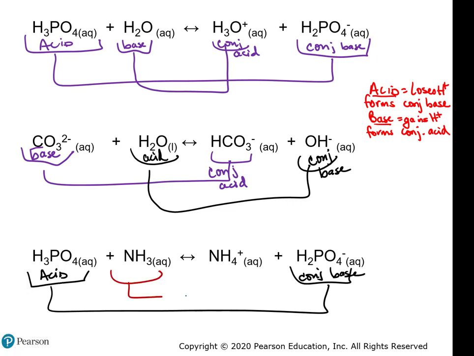Looking at NH3, it becomes NH4 plus. So it gains, so that makes it a base. Gaining a hydrogen makes it a base. Now its pair is the conjugate acid.